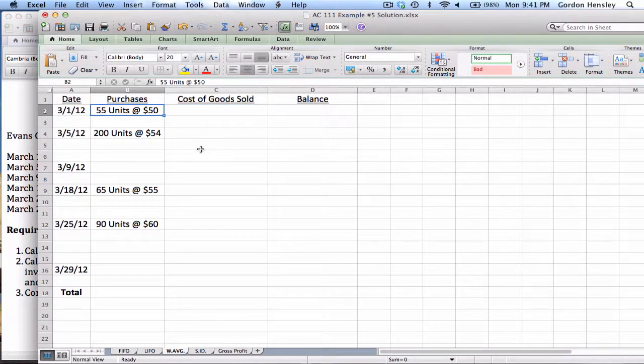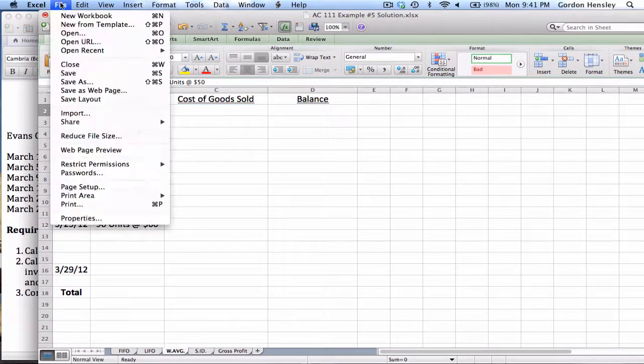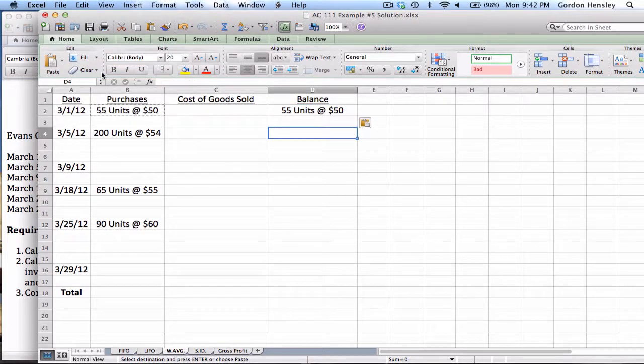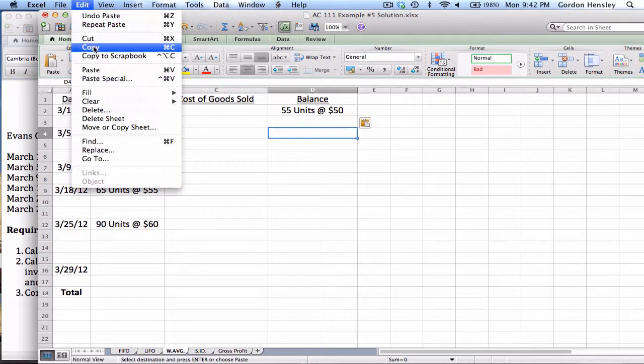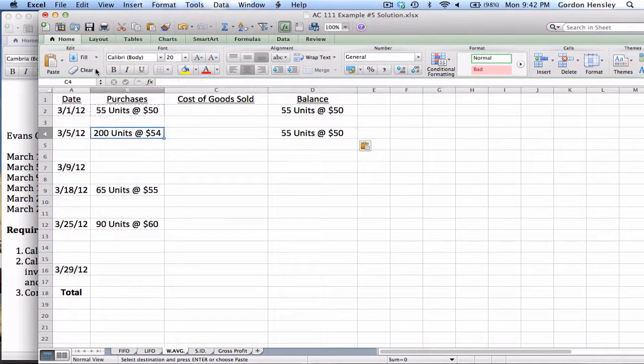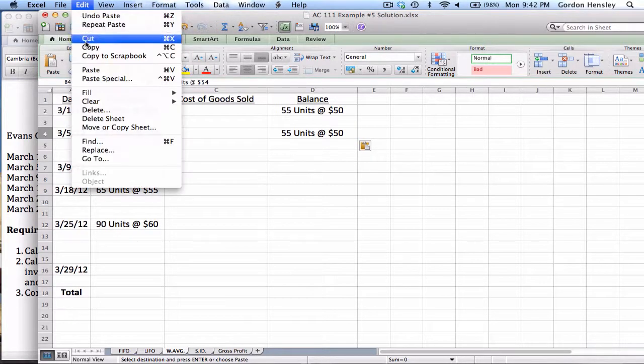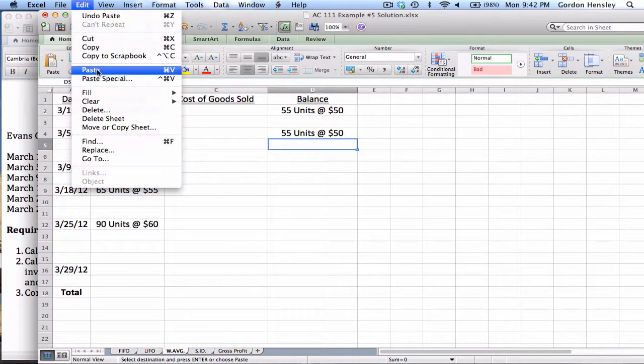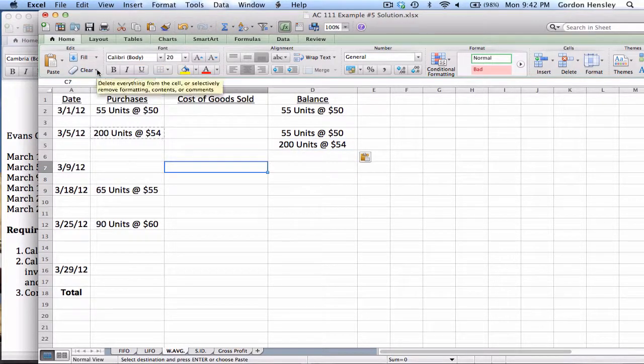So initially, again, I start off with my beginning inventory. All I have to do is just copy that over. It's going to be the same, no different. And then I copy that once again on the next date. And then I have another purchase, so I build up another layer of inventory. Every time there's a price change, I keep building up the different layers. So it's not really going to change until I get to the 9th.